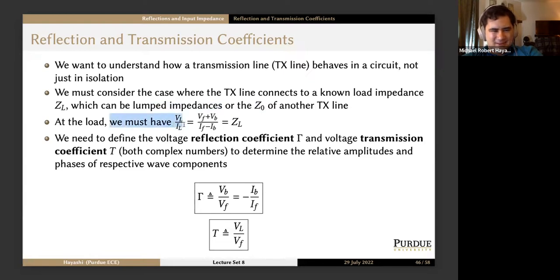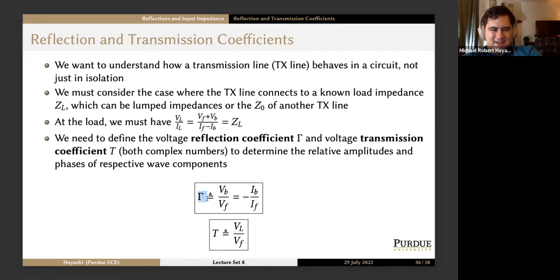At the load side, you must have the following be true. The ratio of voltage to current must be equal to the load impedance. So V F plus V B in amplitude divided by I F minus I B in amplitude must hold. The forward and backwards traveling voltages, and forward and backwards traveling currents, must combine in such a way that it produces the load impedance. We'll define the voltage reflection coefficient, capital gamma, and the voltage transmission coefficient, capital T, both complex numbers, to determine the relative amplitudes and phases of the respective wave components.